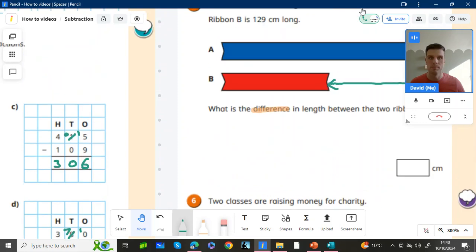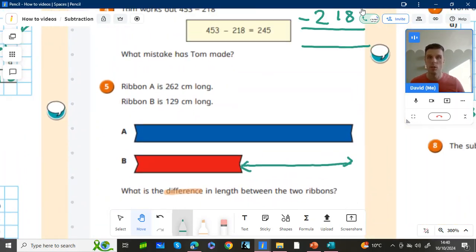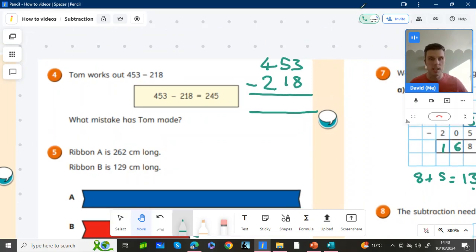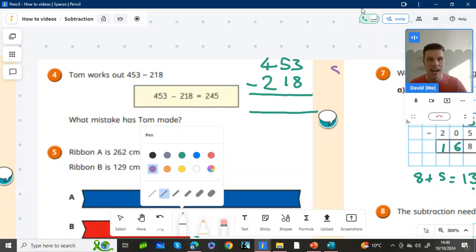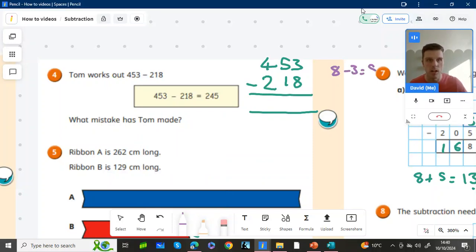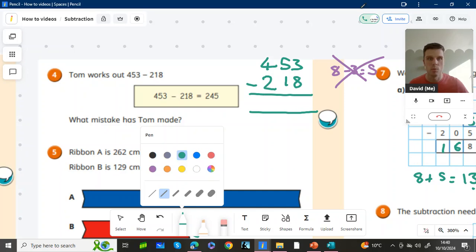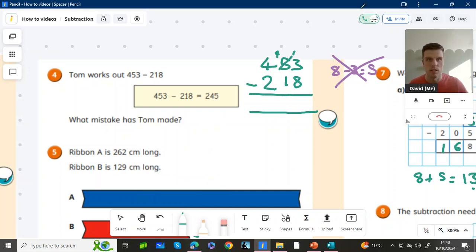Okay, excuse the pop-up. Okay, looking at 4 now. So here was the column subtraction. Now, to get an answer of 245, what they've done, here, I'm going to write this in a different color because it's wrong. They've done 8 take away 3 to equal 5, but that's wrong. What they should have done was do the exchange. So 13 take away 8 is 5. 4 take away 1 is 3, and 4 take away 2 is 2.